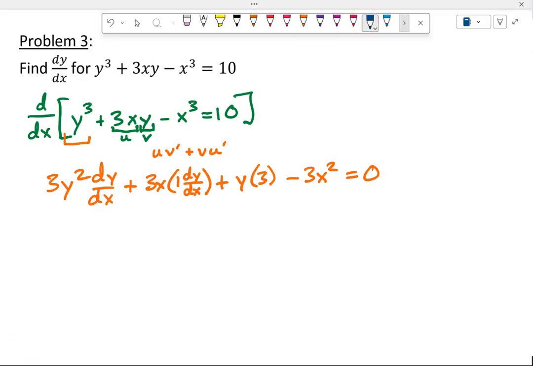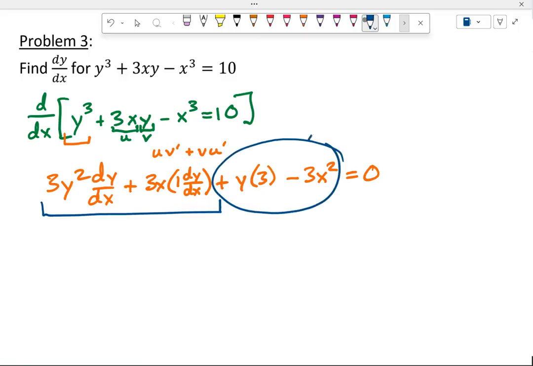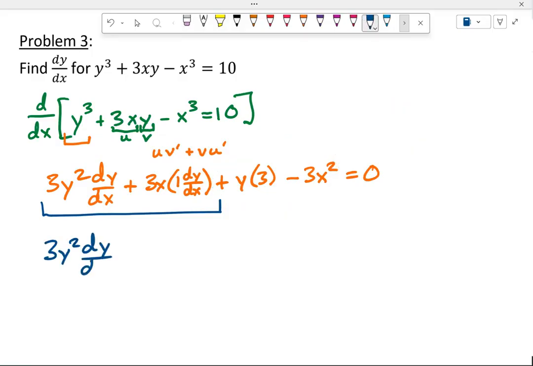So we need to isolate our dy dx. That's those two terms. So that means these two terms need to go on that side. So we will have a 3y squared dy dx plus 3x dy dx equals, I have a positive 3x squared minus 3y on that side. Okay?